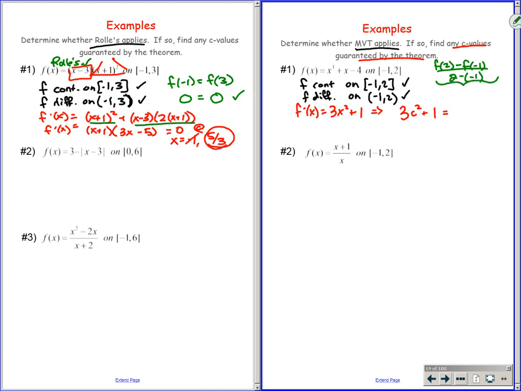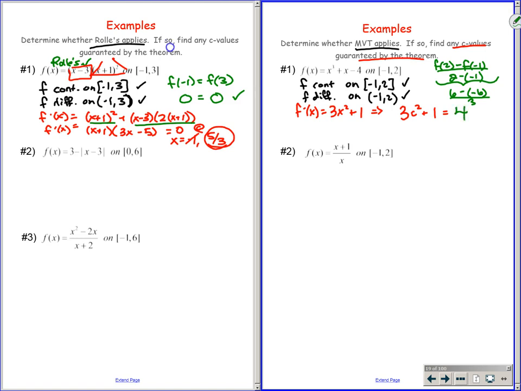Okay, so 2 cubed is 8. 8 plus 2 is 10. 10 minus 4 is 6. Minus, negative 1 cubed is negative 1. Minus 1, or plus negative 1, is negative 2. Minus 4 is negative 6. Ooh, be careful with your negatives or else you're going to make a mistake. That's a 12. All over 2 minus negative 1, which is 3. And 12 over 3 is 4.